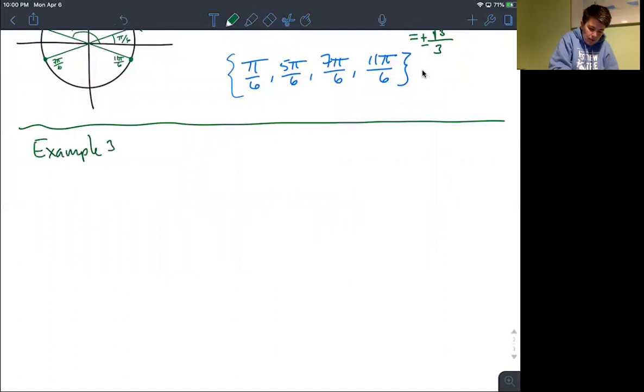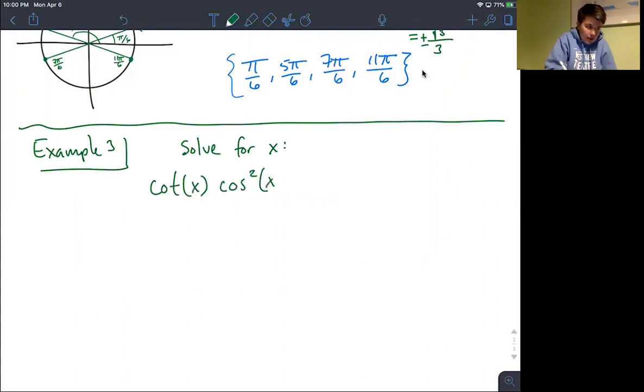So let's do example number 3. Let's go ahead and solve this for x. Let's get crazy, y'all. Cotangent of x times the cosine squared of x equals 2 times the cotangent of x. What I would love for you to do is to pause this and see if you can solve this.